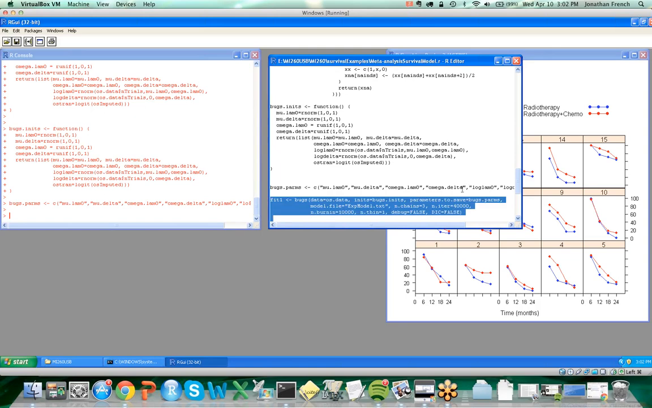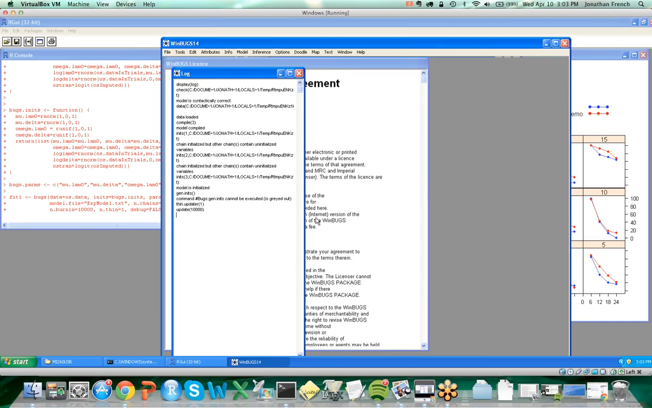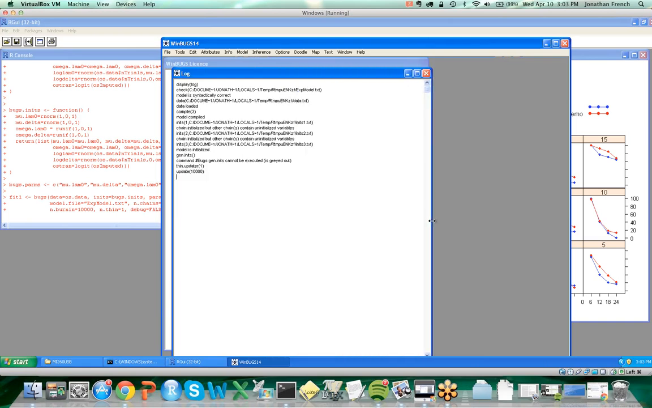In this case, I'm going to run three Markov chains. For each one, I'll do a burn-in of 10,000 iterations, and then I'll follow that with 30,000 iterations for a total of 40,000 iterations from each chain. This particular model might take a minute or so to run. So while it's running, I'll see if anyone has any questions.